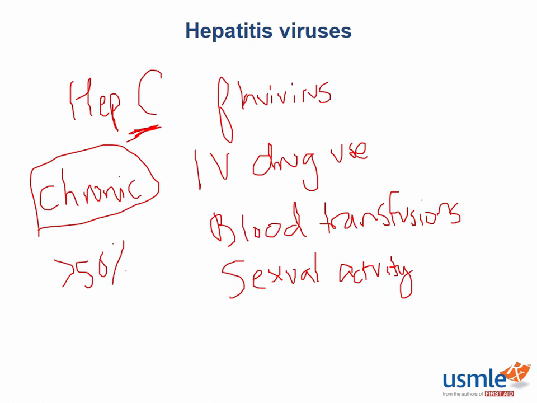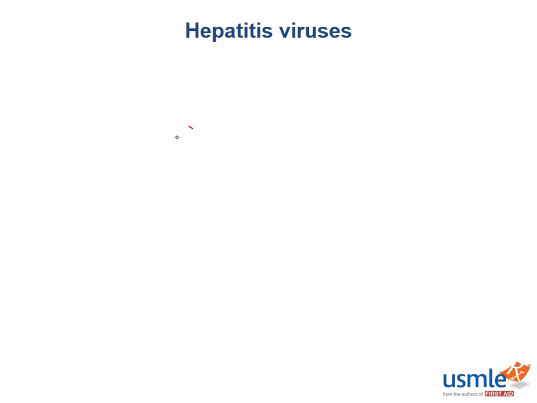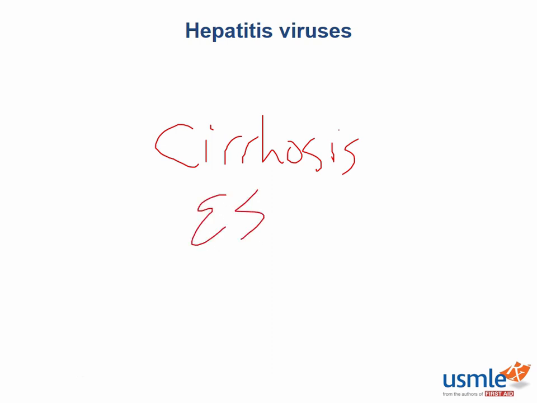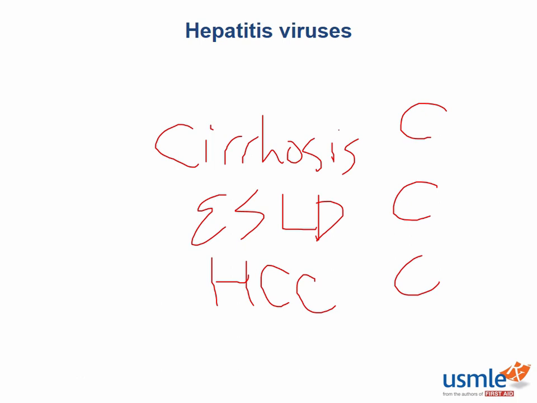Chronic liver infections with hepatitis C can lead to cirrhosis, chronic or end-stage liver disease, ESLD, as well as hepatocellular carcinoma. So you can remember this by remembering the 3 C's. The hepatitis C virus can cause cirrhosis, end-stage liver disease, chronic liver disease, as well as hepatocellular carcinoma. Those are your 3 C's to help you remember the chronic liver disease caused by hepatitis C.